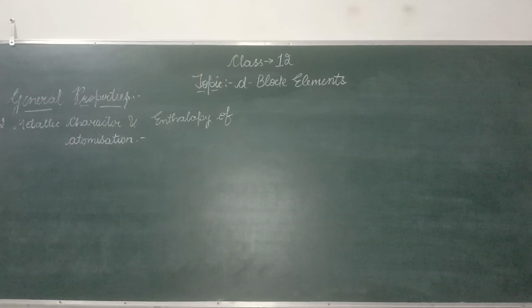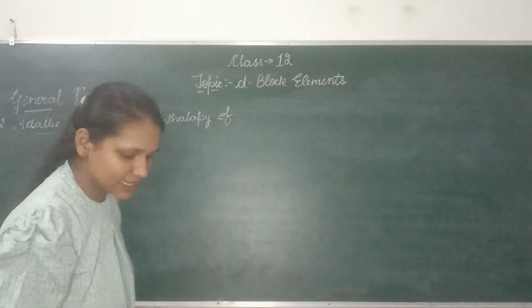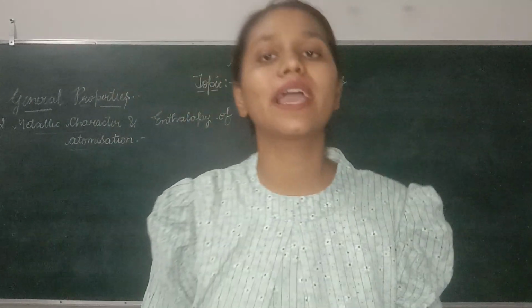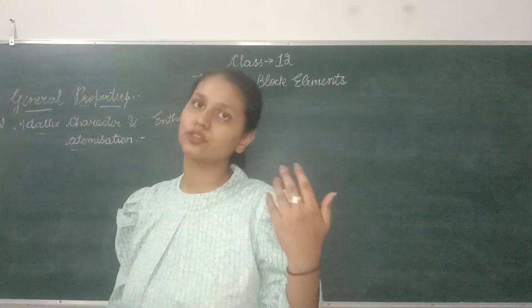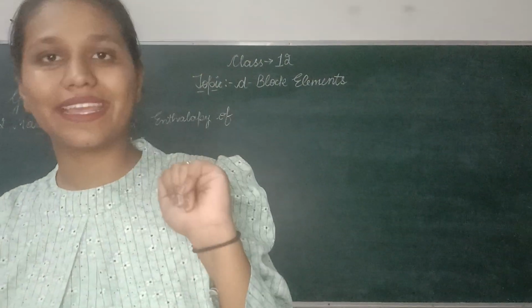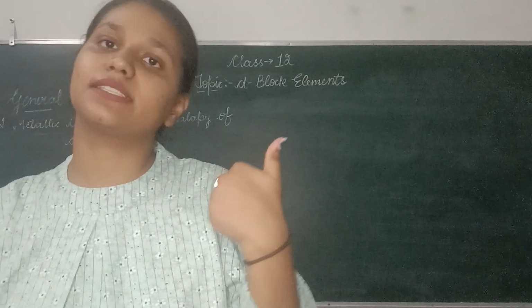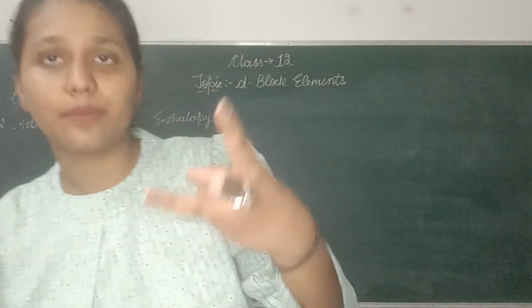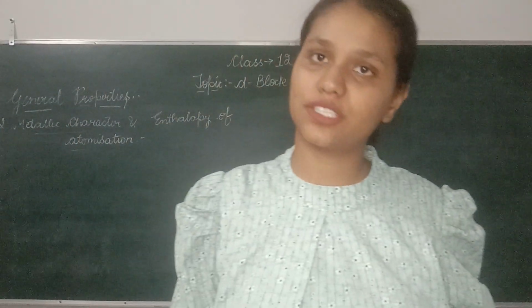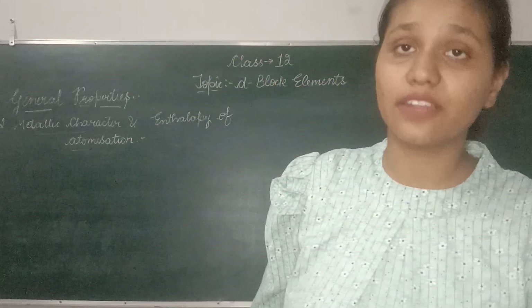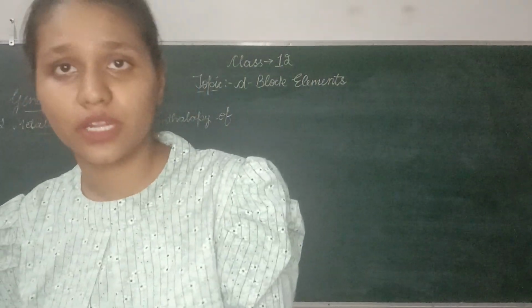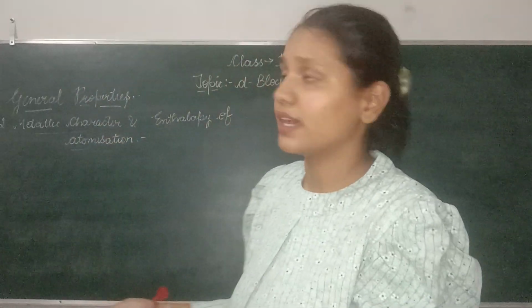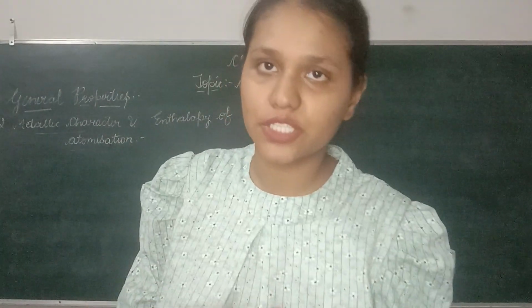Now our next property is metallic character and enthalpies of atomization. So metallic character, as I have already said, d block elements are all metals. So they are metallic in nature and will show all the properties of metals. That is, they are ductile, sonorous, malleable, they can be drawn into sheets, they are very shiny, and they are very hard. Their melting and boiling points are expected to be much higher, as the bonding is much stronger.